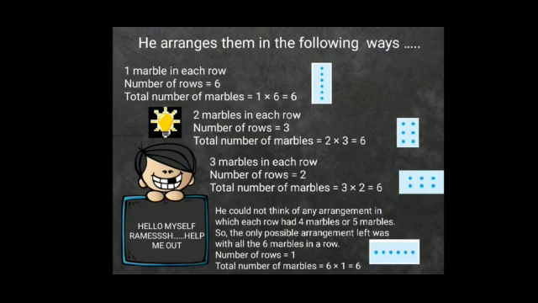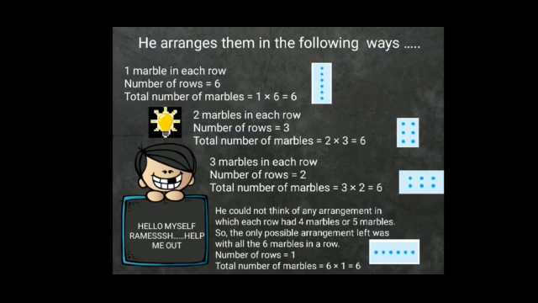In the second arrangement, you can see 2 marbles in each row, so there are total 3 rows. So 2 threes are again 6 marbles. And in the third case, you can see he has arranged 3 marbles in each row and he has got 2 rows. So again 3 multiplied by 2, total 6 marbles.